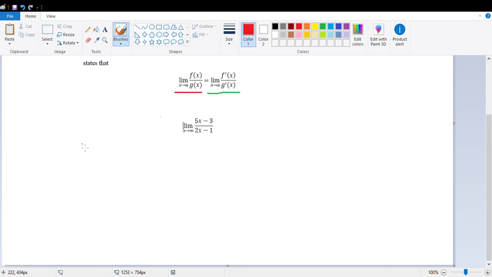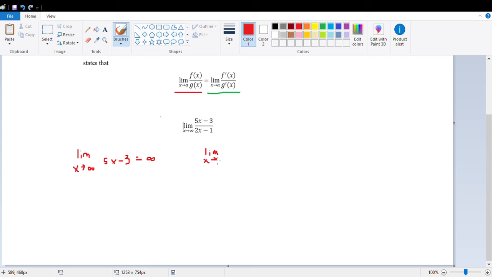So let's start with the numerator, and we have to document our work this way. So I'm going to say that the limit as x approaches infinity of 5x minus 3, and I have to take this limit and show that it is in fact indeterminate. Well, that's equal to infinity. Okay, so we'll mark that. Okay, now we'll try the denominator.